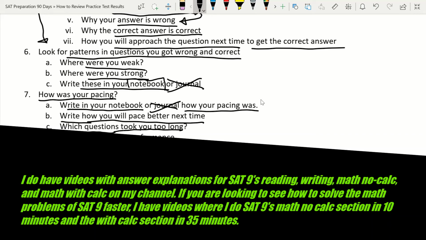So like I said, reading section, writing section for practice test 9, I got videos out for both of those, so you can use those to figure out how to get your answer quicker. And then, like I said, you'll see it pop up on the right side of your screen here.